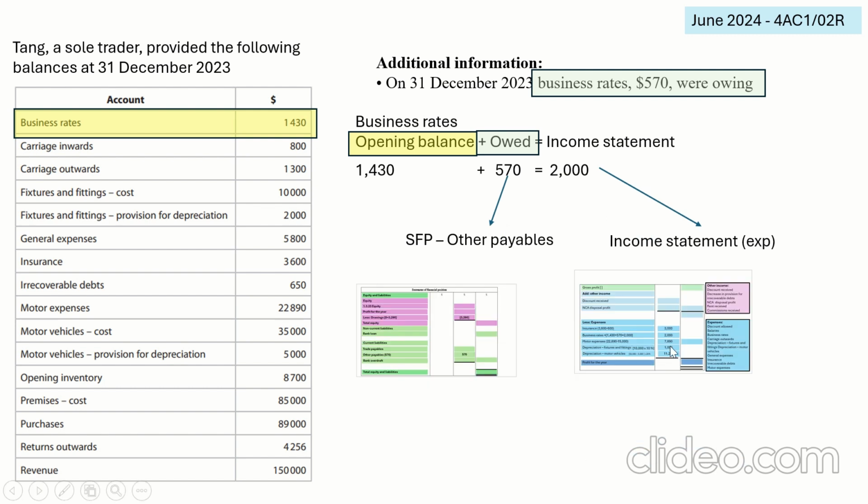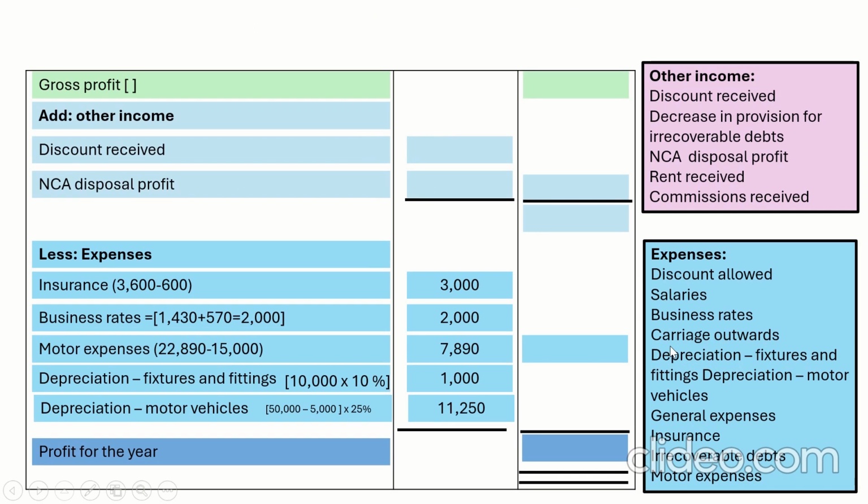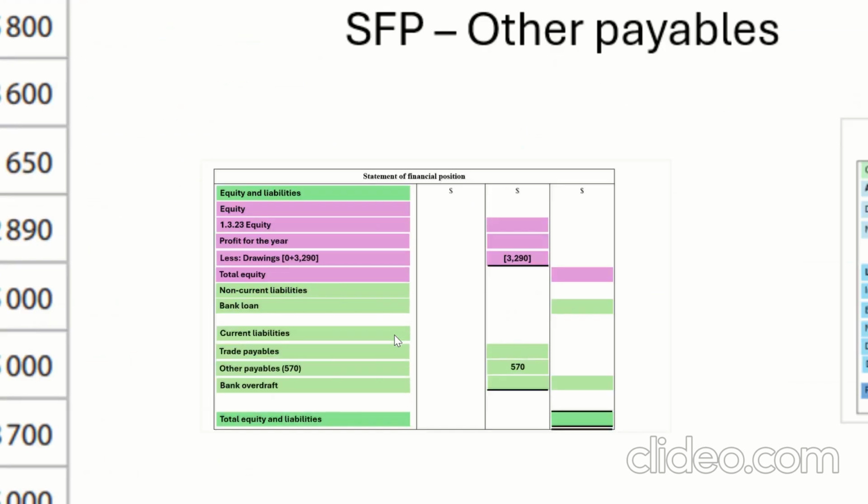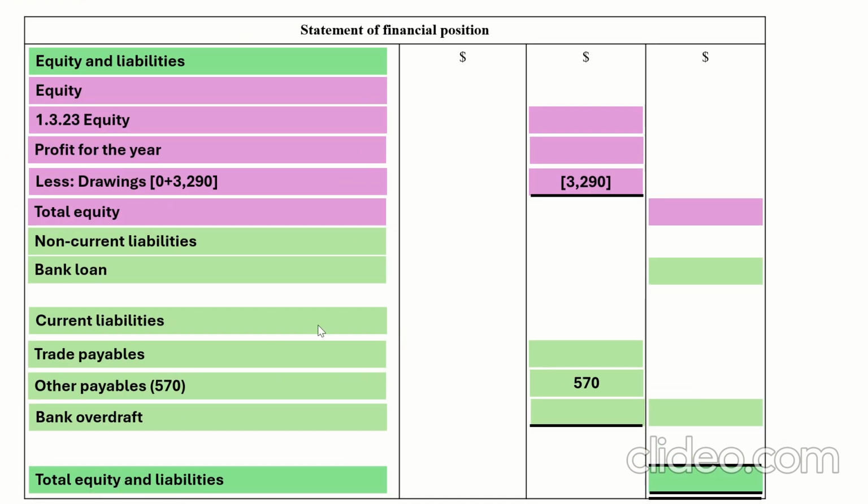So let's see how this reflects in an income statement. Business rates, opening balance 1,430 plus 570, 2,000. Write this in the first amount column. Whereas in the statement of financial position, it goes under the category of current liabilities as other payables, because this is an expense which is accrued.